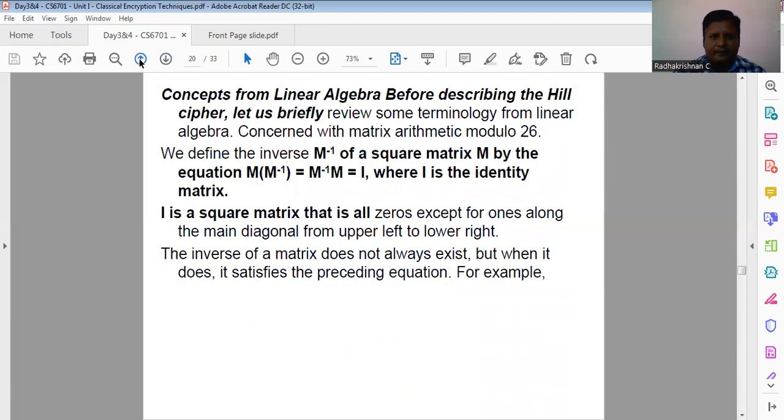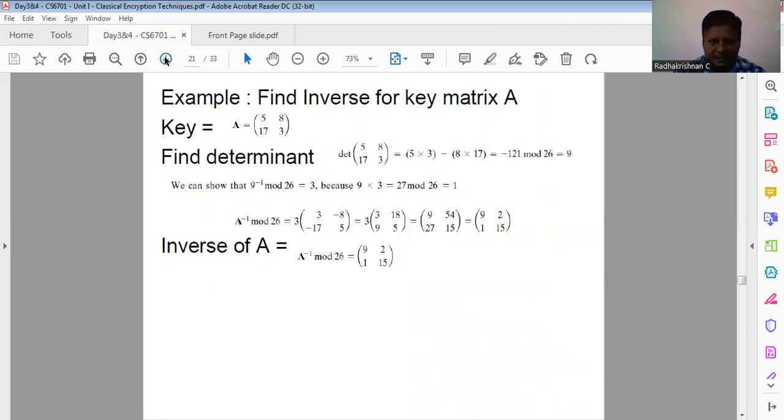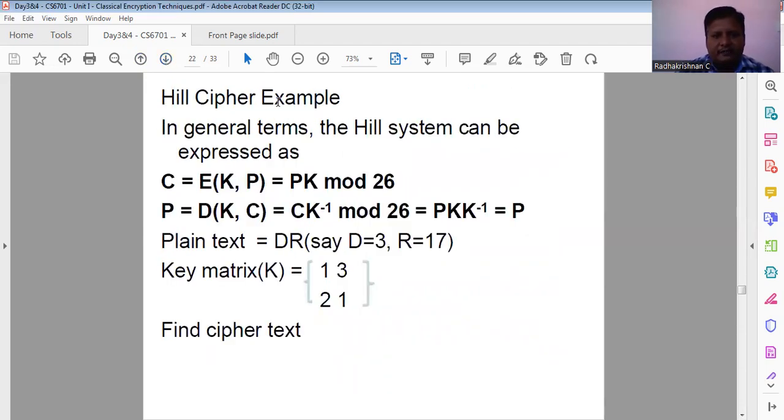Next one, the Hill cipher. The Hill cipher is a mathematical concept that uses a 3 by 3 matrix, strong against ciphertext-only attacks but easily broken with known plain text. It is based on matrix representations. The ciphertext is calculated as C equals E(K, P), which is P K mod 26. Similarly, the plain text is calculated as D(K, C), which is C K inverse mod 26. P K K inverse equals P, so your final value will be generated.